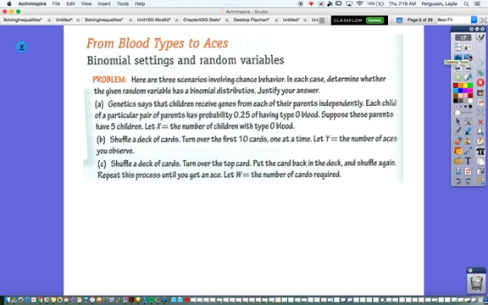So let's try an example. Here are 3 scenarios involving chance behavior. In each case, determine whether the given random variable has a binomial distribution and justify your answer. In A, genetics says that children receive genes from each of their parents independently. Each child of a particular pair of parents has a probability of 0.25 of having type O blood. Suppose these parents have 5 children. Let X equal the number of children with type O blood.